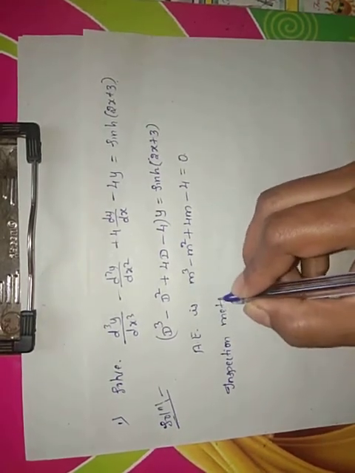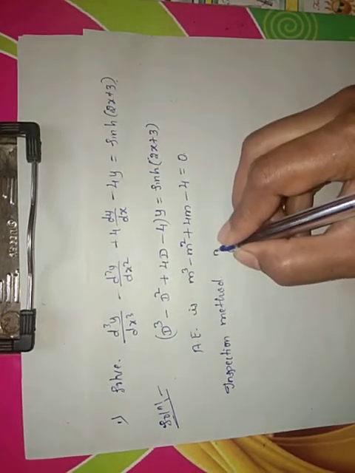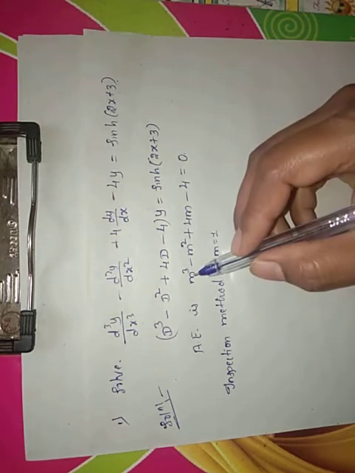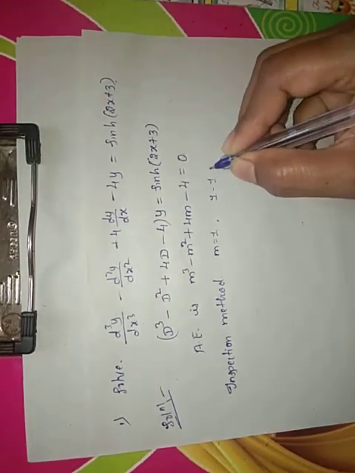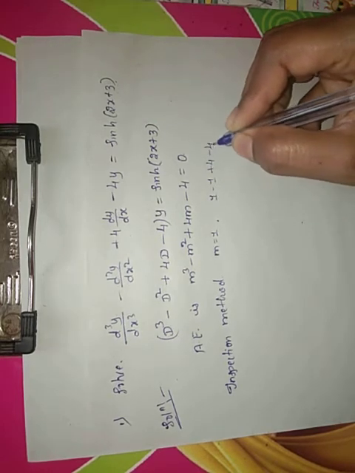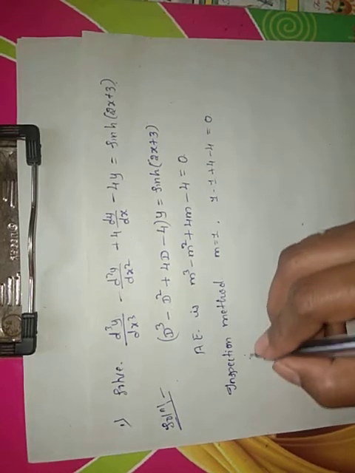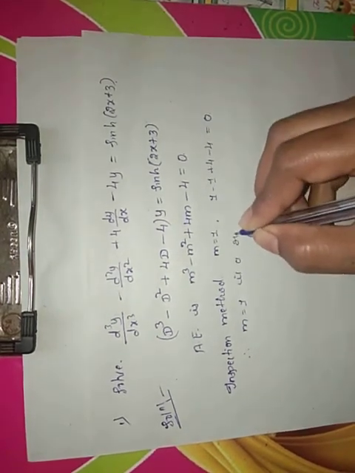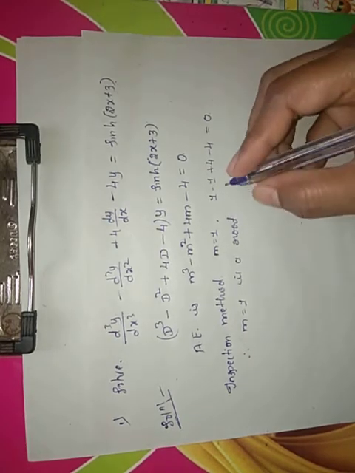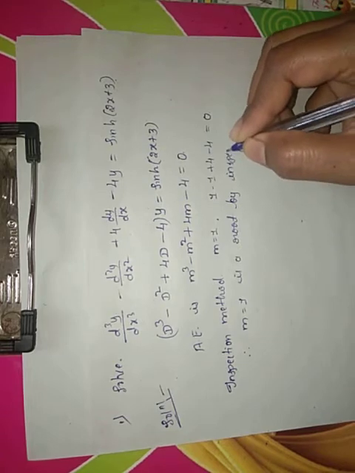So in the inspection method, first we have to assume the values for m. First I am going to take m equal to 1. If m is 1, then the LHS is 1 minus 1 plus 4 minus 4, so the result will be satisfied. Therefore m equal to 1 is a root by the inspection method.